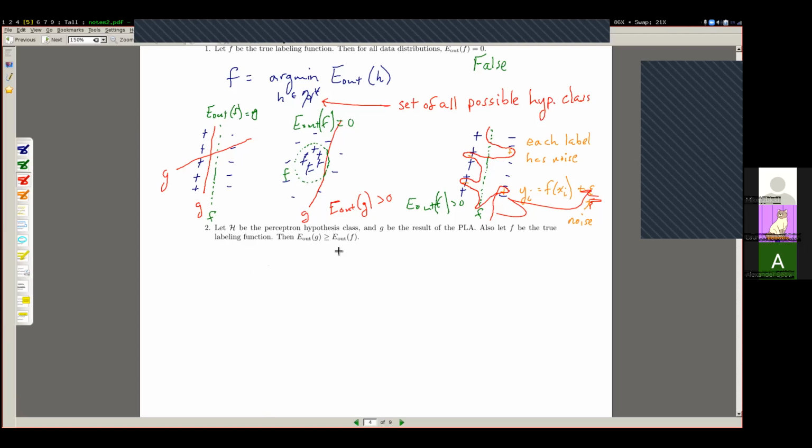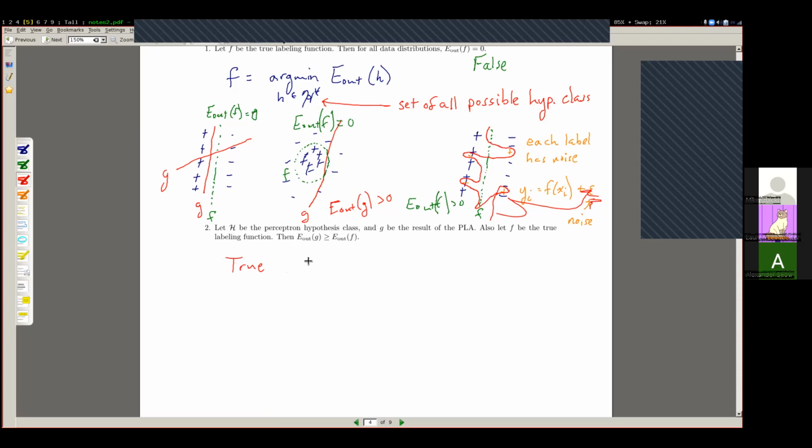Anybody want to volunteer a guess? Why? True? Anybody? So why true? Because H, the perceptron hypothesis class, is a subset of all the possible hypothesis classes, and F is defined to be the best out of sample error for all the hypothesis classes. Yeah, it's true, and it's basically immediate from the definition of F again up here.